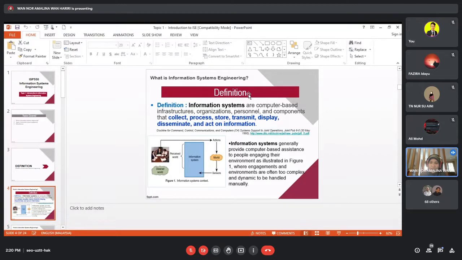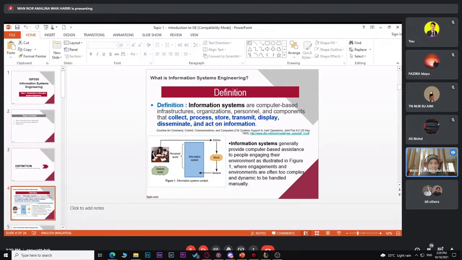Now we look at the definition of information systems. They are computer-based infrastructures, organizations, personnel, and components. And what do they do? They collect, process, store, transmit, display, disseminate, and act on information. That is about information systems.